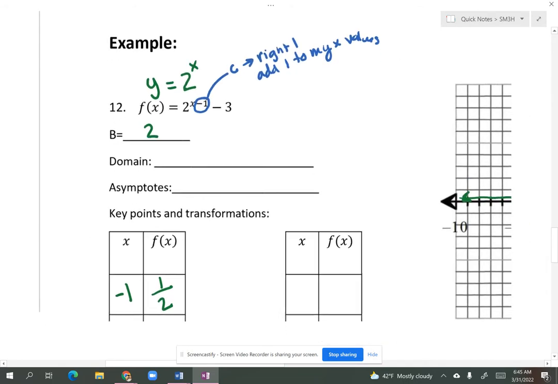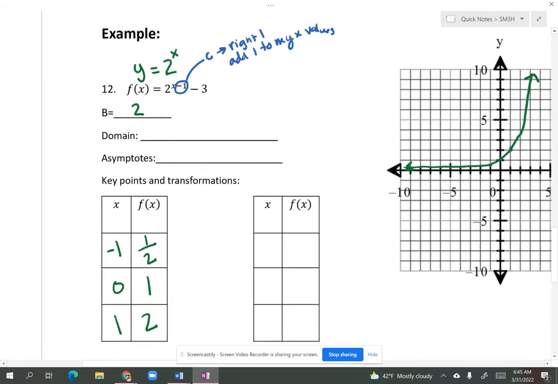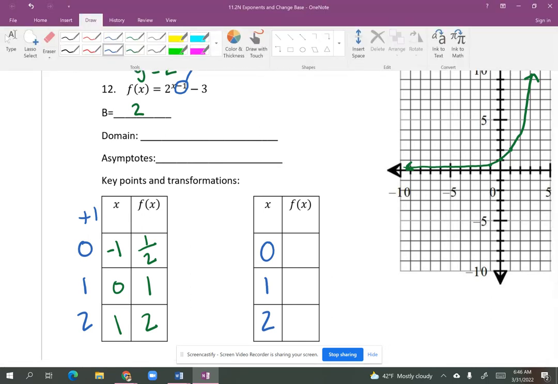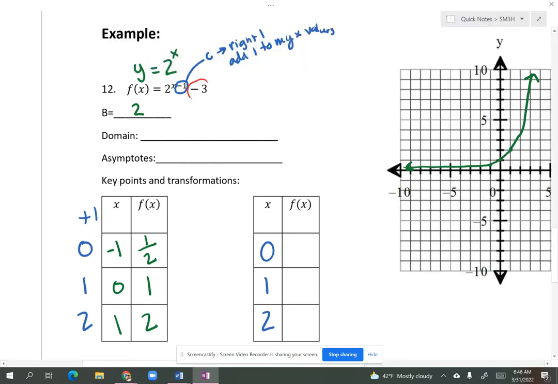Okay? So I add 1 to my X values. I'm going to add 1. And so I end up getting 0, 1, and 2. So those are my new X values. Okay? And then the next thing I have, I look at the extra, and there's one more transformation, and that transformation is this -3, which is my K, which tells me that I'm going to go down 3, which is when I subtract 3 from my Y's.